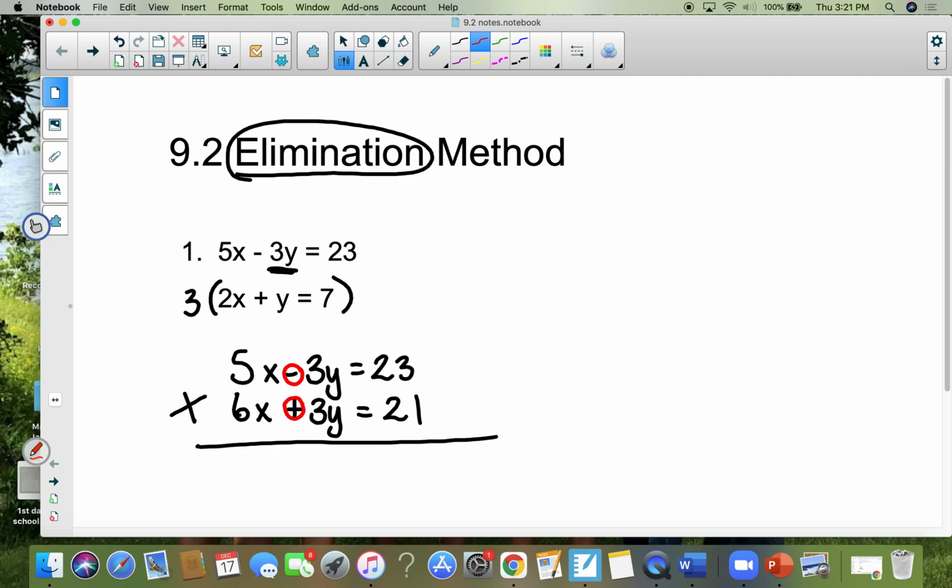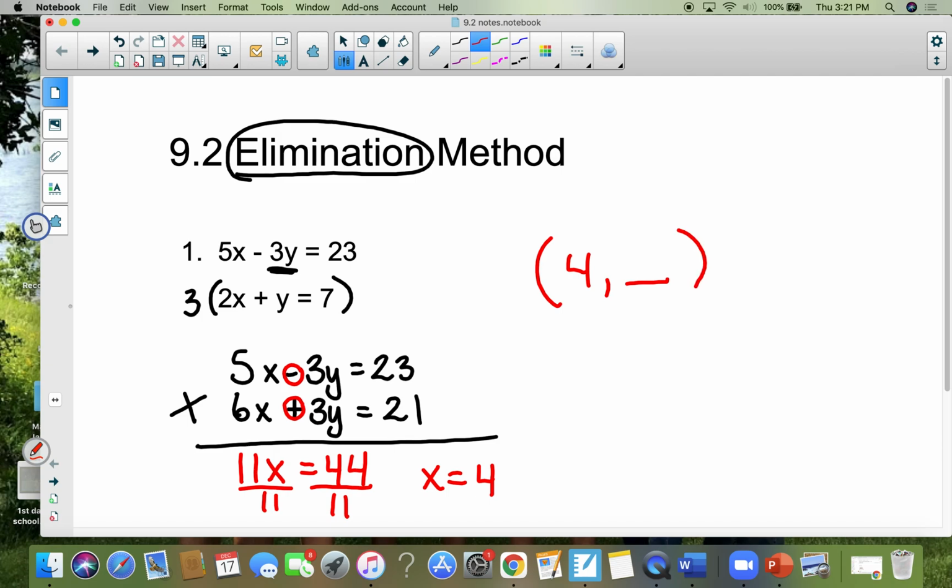So 5x plus 6x is 11x. The -3y and a positive 3y cancel each other out. 23 and 21 makes 44. Divide both sides by 11, and x is equal to 4. So x is equal to 4, but you also have to find the y value.